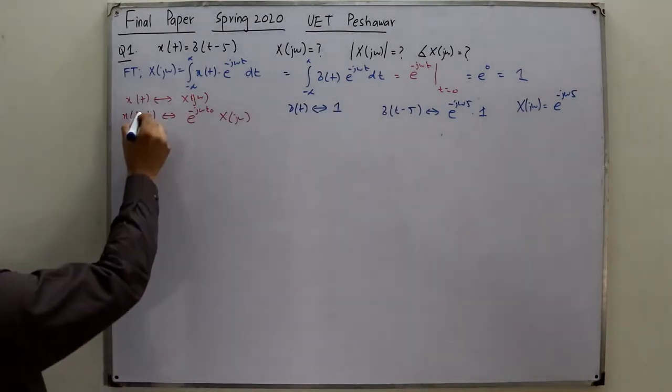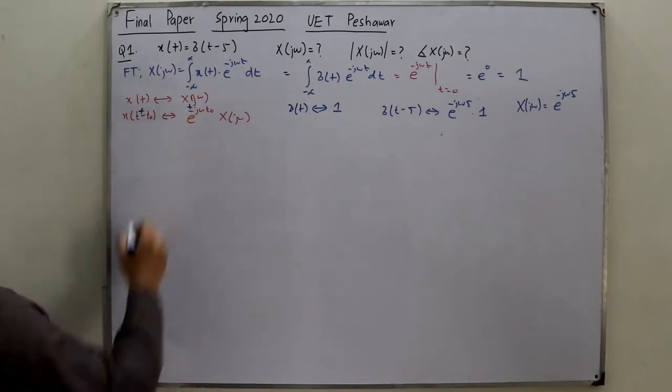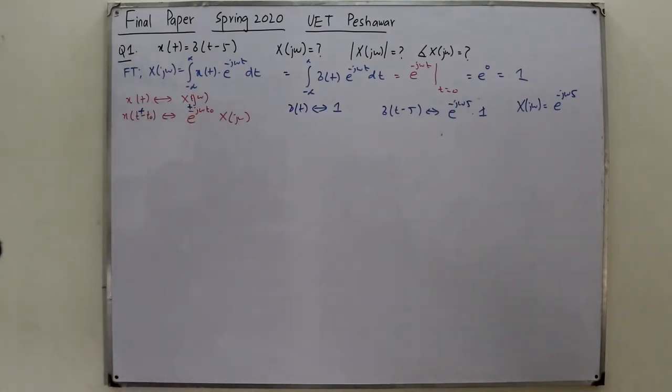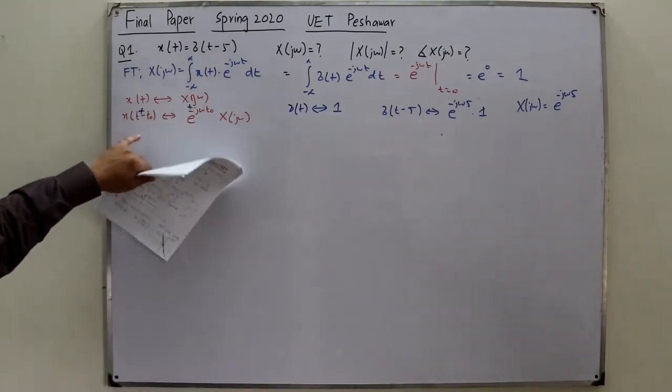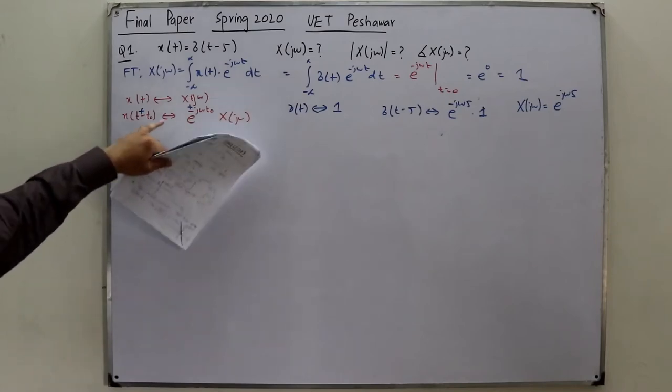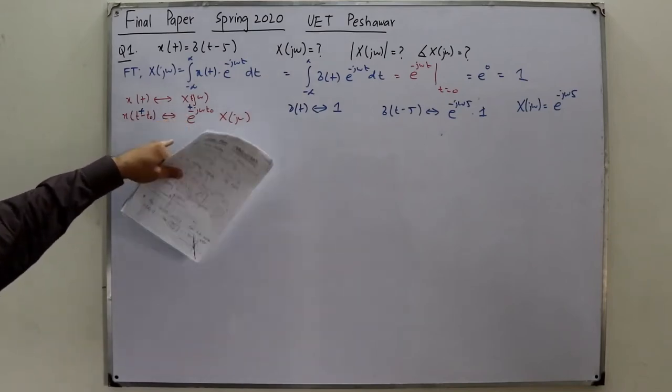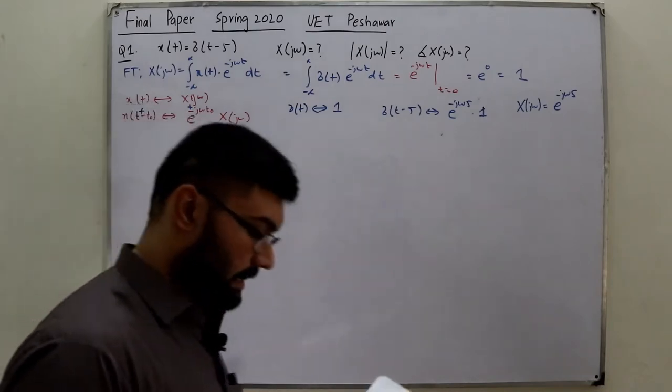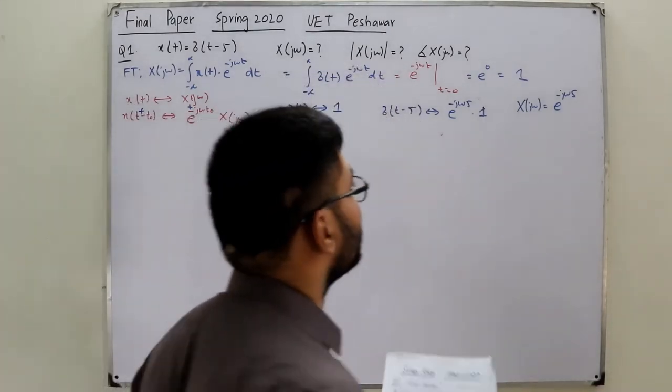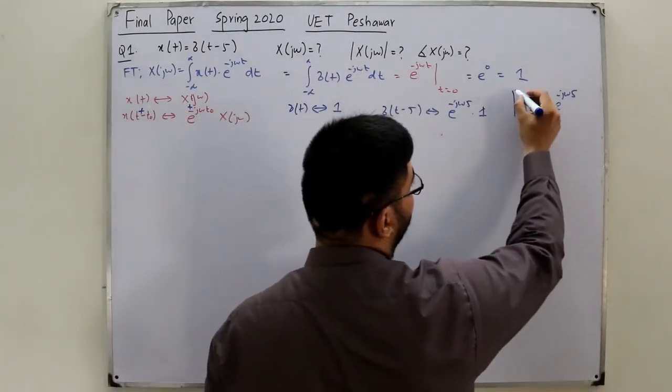If you have a plus over here, you have a plus over here, fine? So if you treat it that way, let's say I have a plus into minus of 5, so I would have a plus into minus of 5, so again, it would be the very same thing. So this is my answer for now.